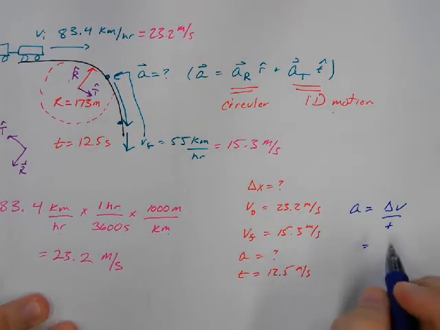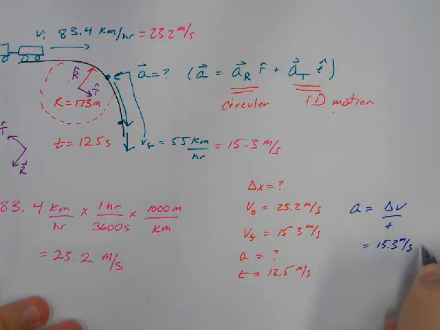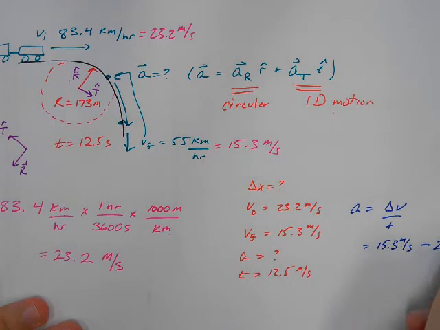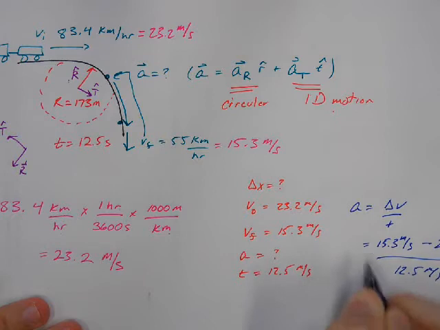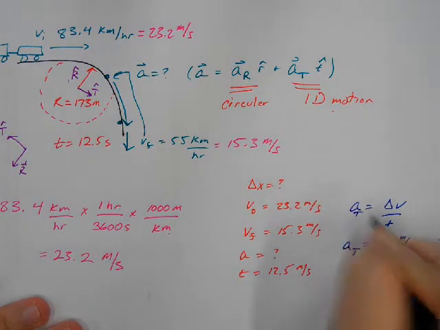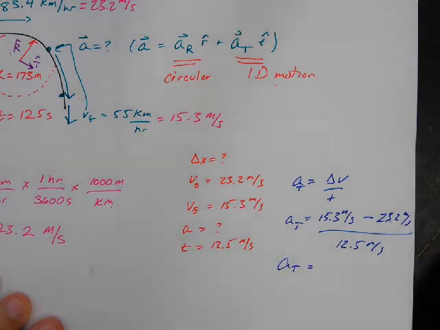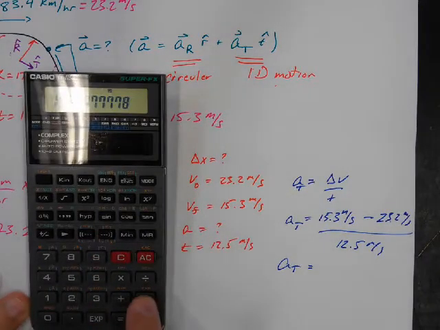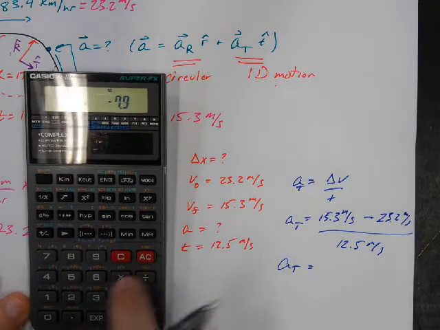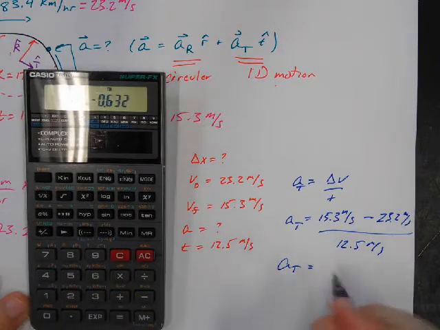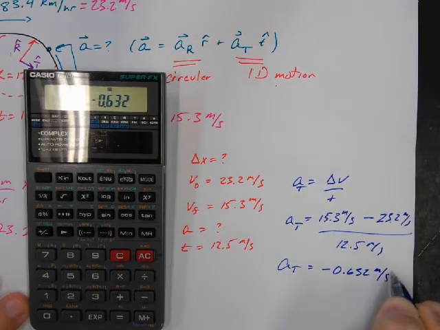And so delta t is V final minus V initial, so 15.3 meters per second minus 23.2 meters per second, divided over 12.5 meters per second. So that's my acceleration, the tangential acceleration. And then we can solve what that is. And that is 15.3 minus 23.2 divided by 12.5. That is minus 0.632 meters per second squared.